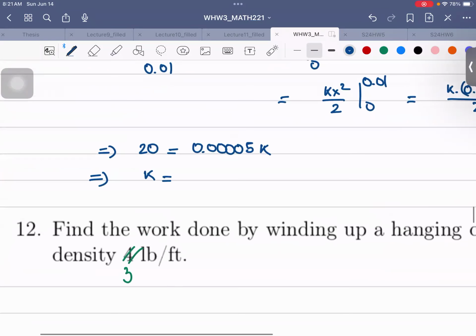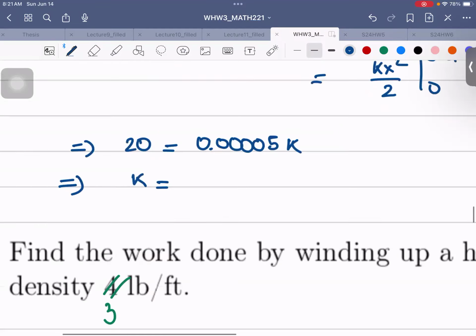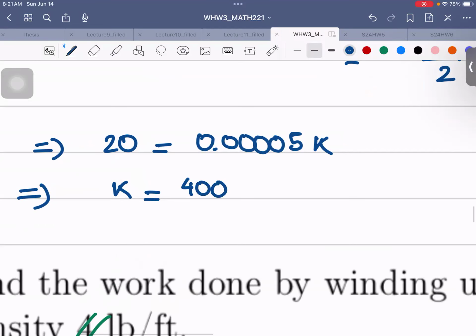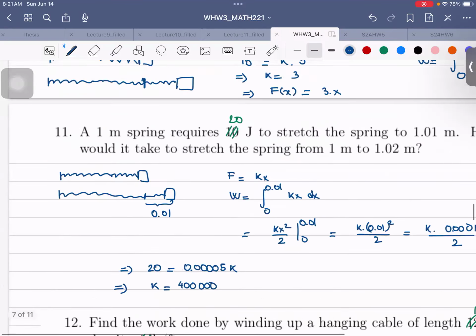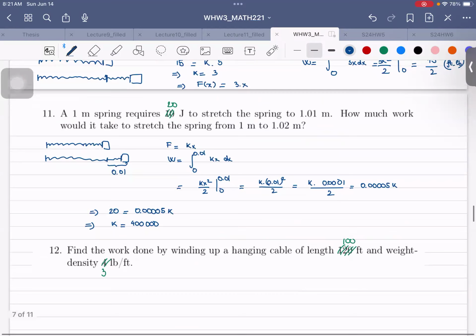So k should be, let me use my calculator, 20 divided by 0.00005. I have 400,000. This is a little bit large, but I think it's okay.